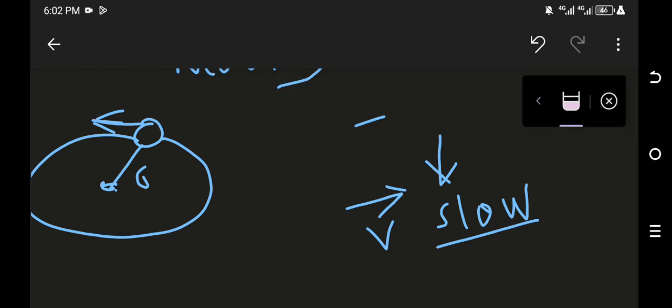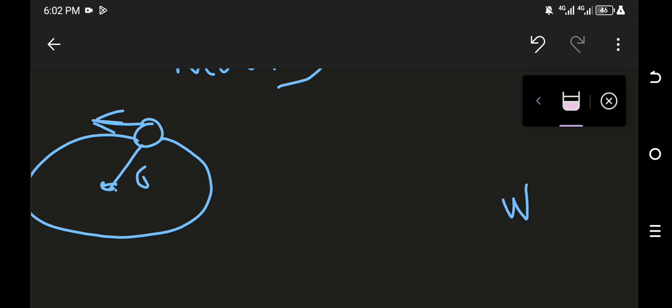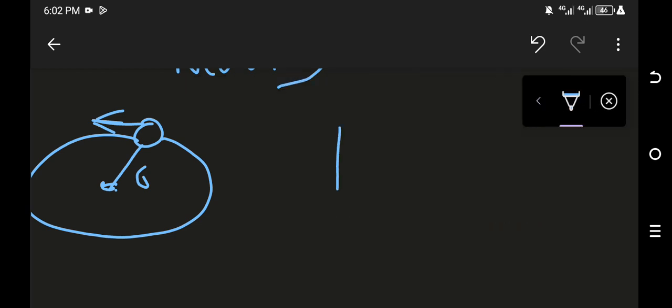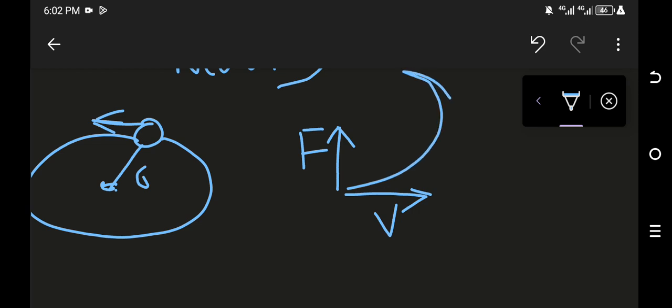Okay, so what if the force is perpendicular to the velocity? What do you think will happen? If the force is perpendicular to the velocity, the object will move in a circle. Okay, it will bend.